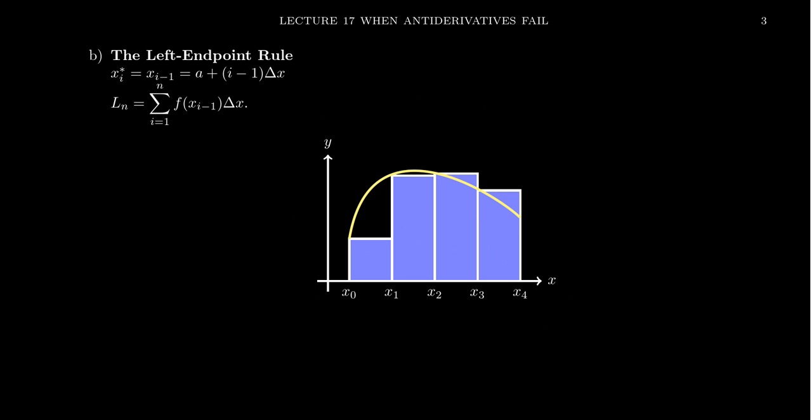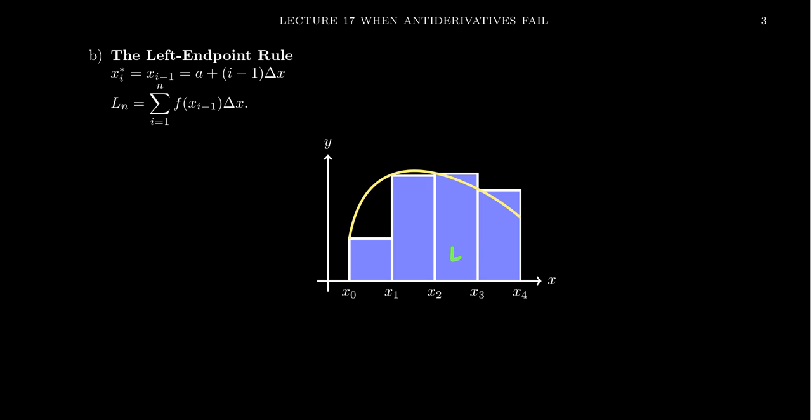Now, related to the right endpoint rule is its counterpoint, the left endpoint rule. The idea is basically the same. If we are interested in the second interval right here, we choose the endpoint on the left to determine the height of the function. So this would tell us that xi star is selected to be xi minus 1, right? Because again, each interval is labeled by the point on the right. This is xi, and hence the one on the other side, xi minus 1, will be one less than the interval we're at right there.